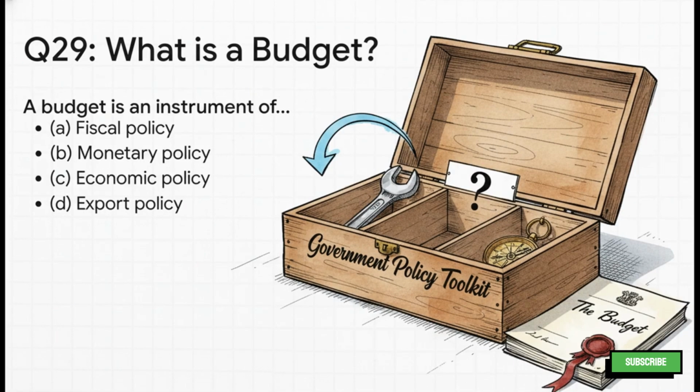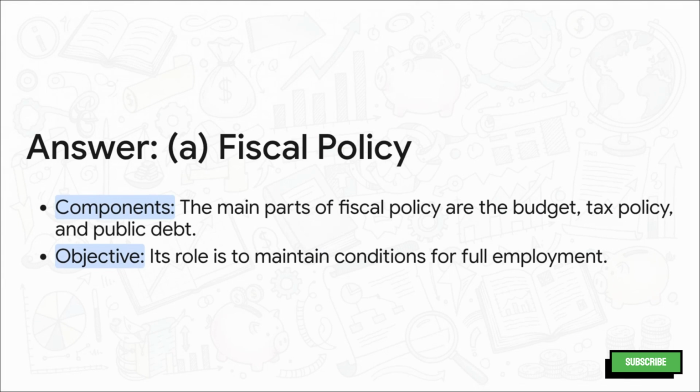Question number 29. The budget is an instrument, or a tool, of which of these policies? Fiscal policy, monetary policy, economic policy, or export policy? The correct answer is A.